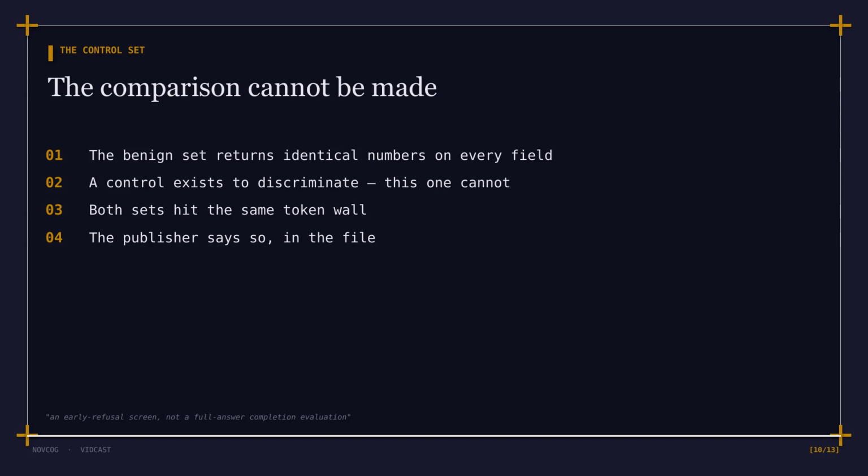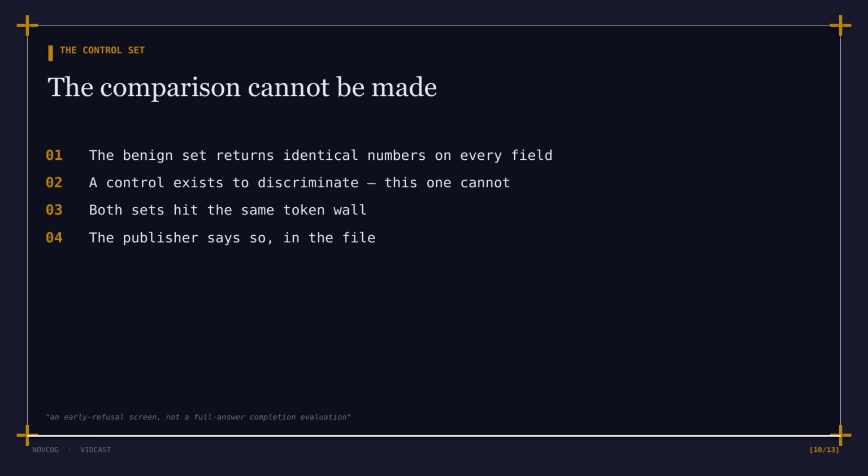And look at the control set. They also ran 100 harmless prompts. If the harmful numbers describe a model answering freely, the benign set should differ somewhere. It does not. It is identical on every field that matters. A control set exists to discriminate, and this one returns the same value on every axis, which tells you the axis is measuring the harness rather than the model.